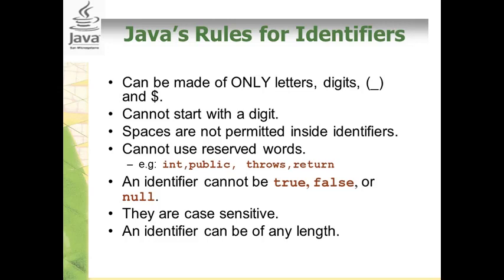An identifier can be of any length. It can be up to 20 characters, 30 characters. You can give a long name for a variable, but you are encouraged to use a short name to avoid mistakes in typing your variable.